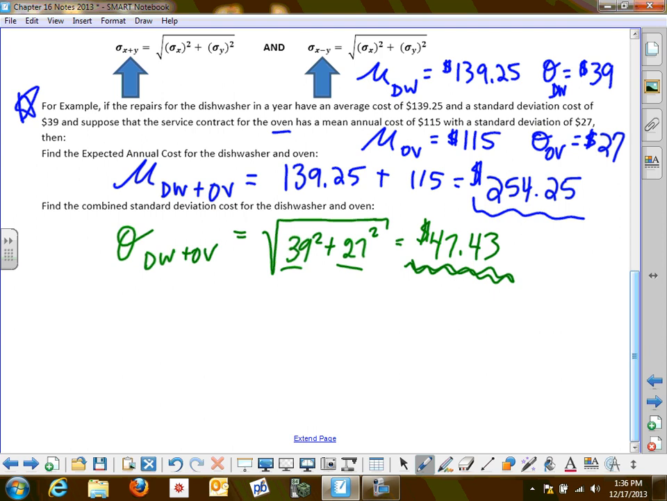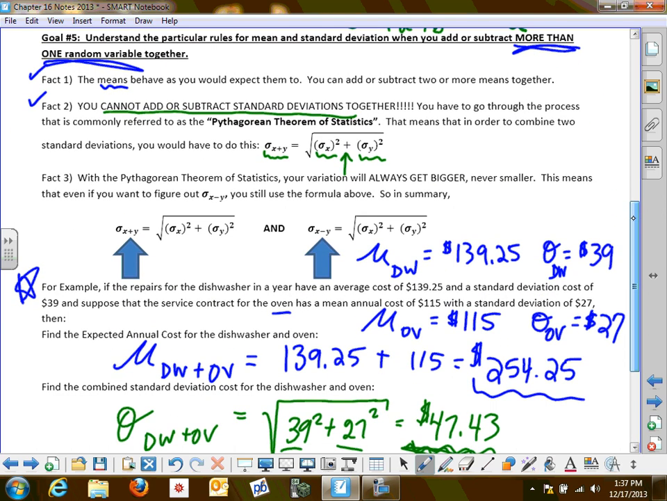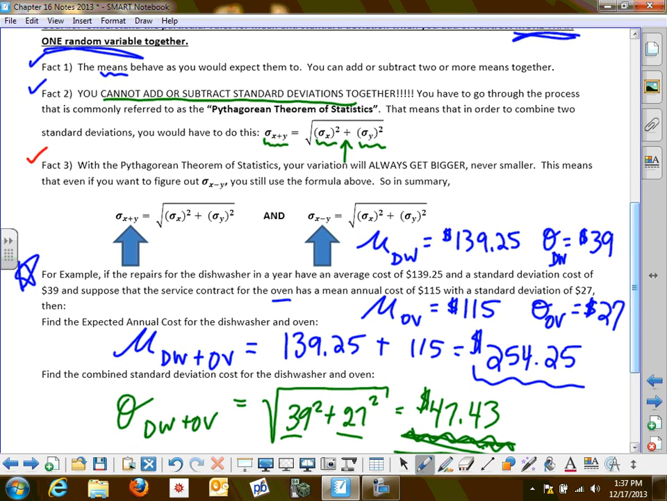Because you know what? Hey, if you're not sure how much the dishwasher's going to cost, and if you're not sure how much the oven's going to cost, then you are even more unsure of how much their combined cost is going to be. This is more variation here. Okay? So that's what's happening. And the final idea for today is this, fact number 3. Even if you want to figure out the difference in their standard deviations, the difference you still add.